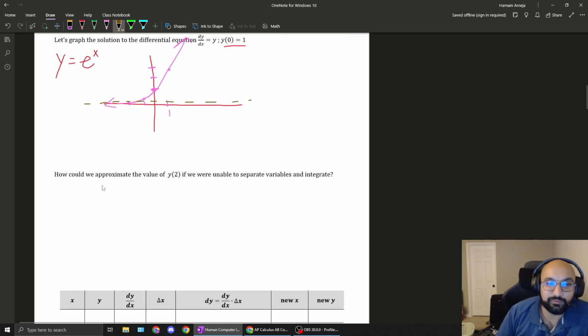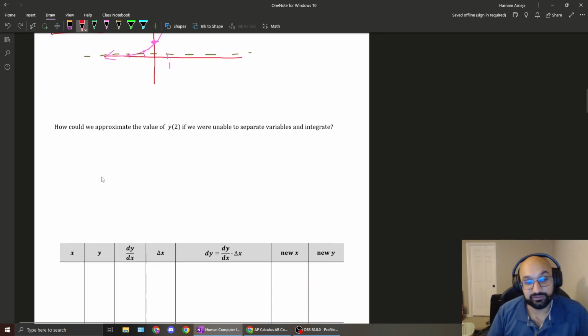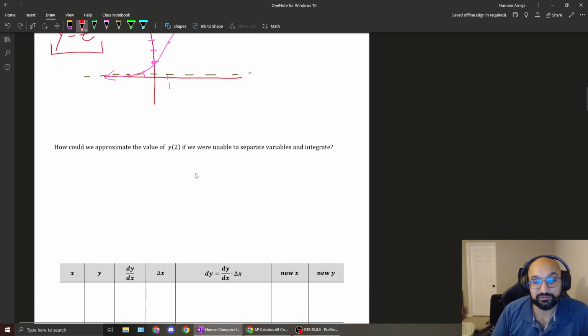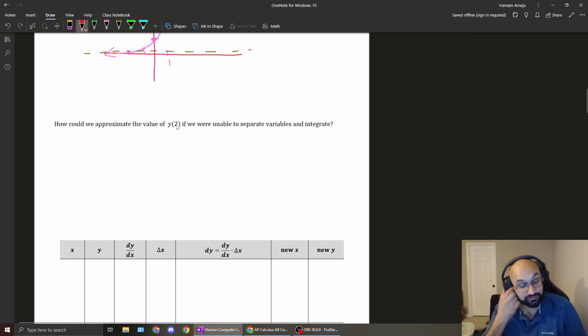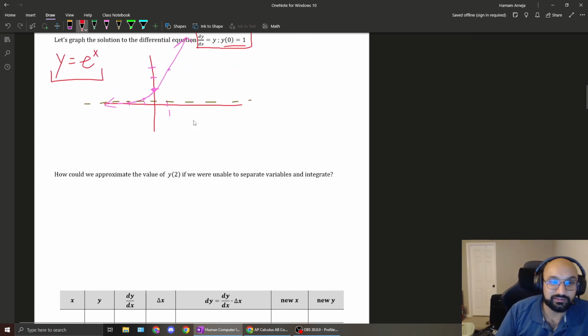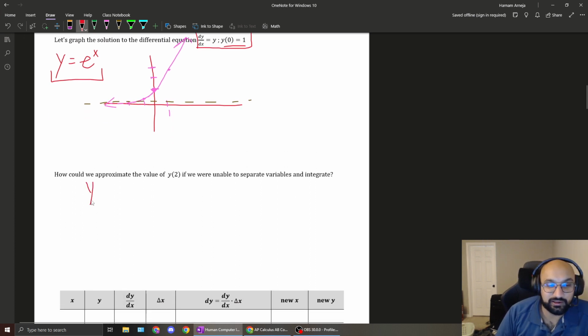So then the question becomes, what is a technique we could use to approximate y of 2 if we're unable to separate the variables and integrate? Effectively, pretend we didn't have the solution. Pretend we don't have this answer. All we know is this data alone. Just using this data, how could we approximate y of 2? The answer is we could solve for y of 2 without separation of variables by doing linearization over and over again. If you recall linearization, we have y minus y1 equals m times x minus x1.